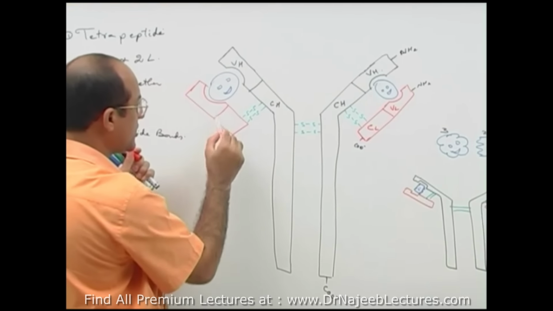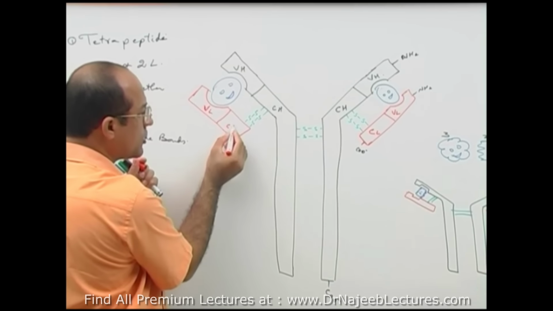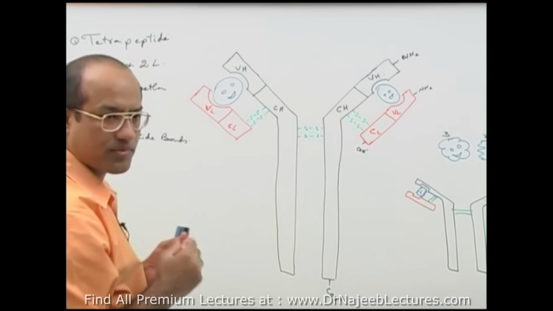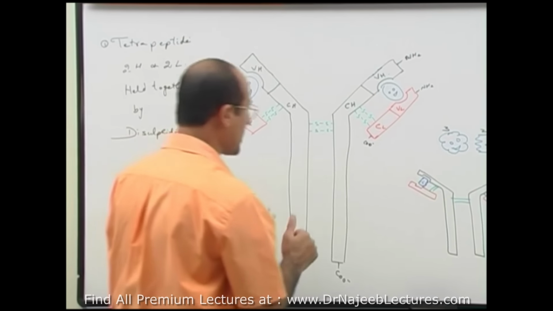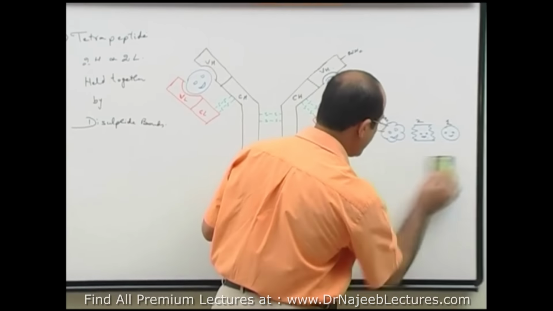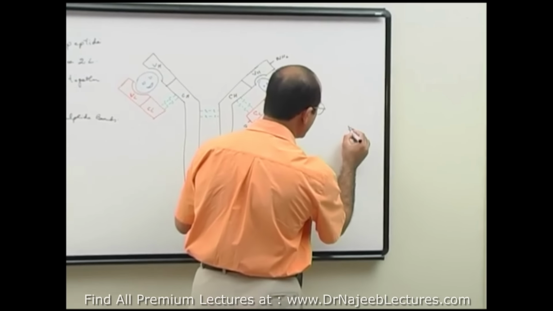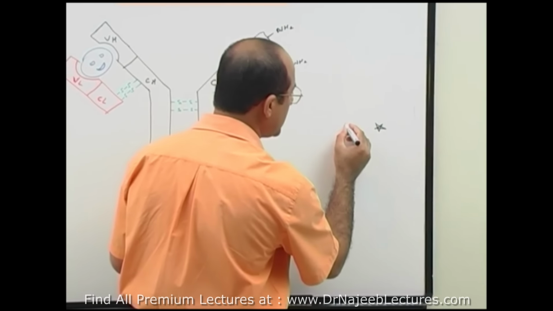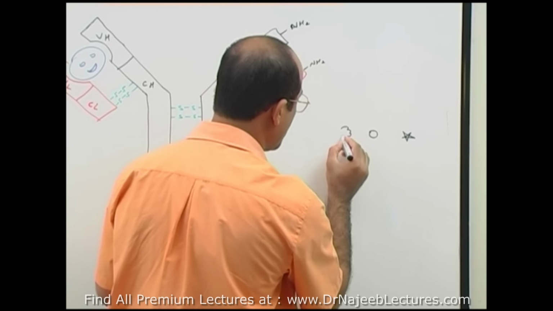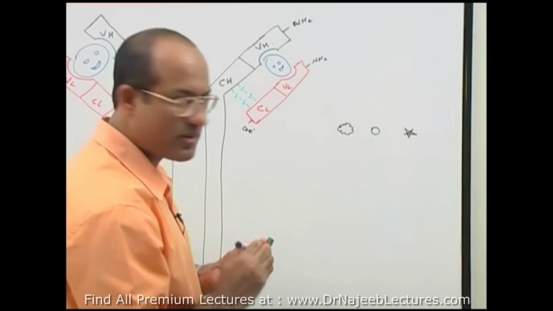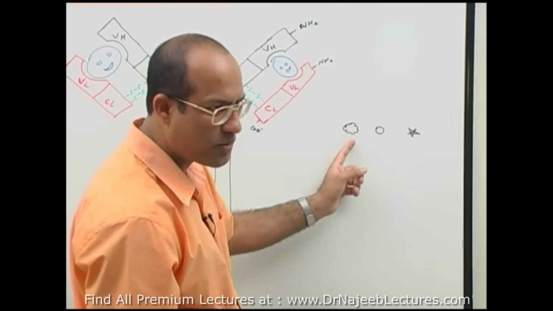And if you come to the light chains, this will be what? Variable of the light chain and this will be constant of the light chain. Is that right? No problem up to this? Let me make it more clear. Let's suppose there is a star antigen, there is a spherical antigen, a ball antigen, and there is a potato antigen.